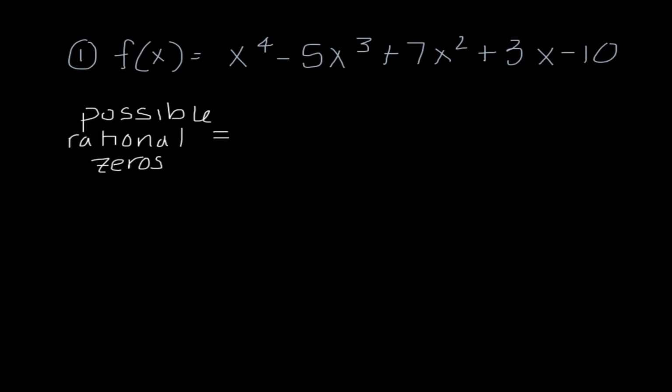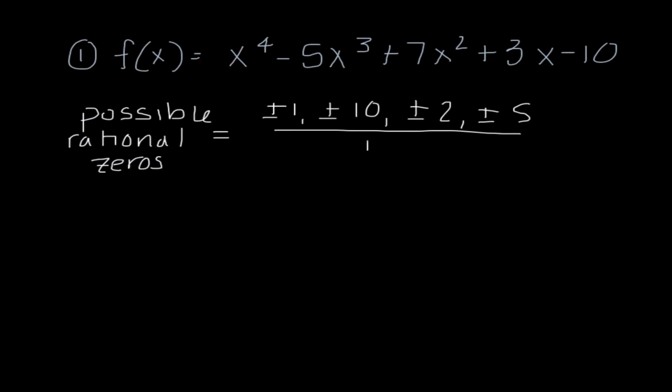So the first thing we're going to find are our possible rational zeros. And remember, those are the factors of our constant divided by the factors of our leading coefficient. So in this case, things that multiply to be 10 would be 1 and 10, 2 and 5, and I know I need plus or minus. My leading coefficient here is 1, so I know that only factor would be 1, which gives me options of plus or minus 1, plus or minus 10, plus or minus 2, and plus or minus 5. So those are the options that we're going to use.